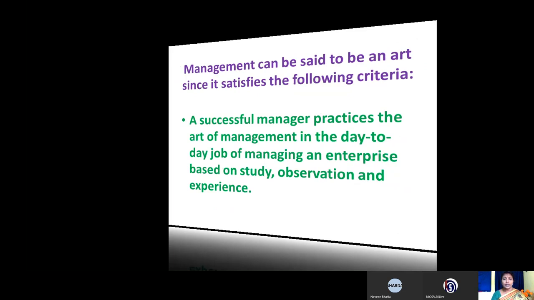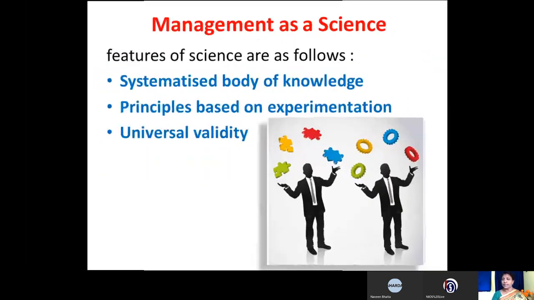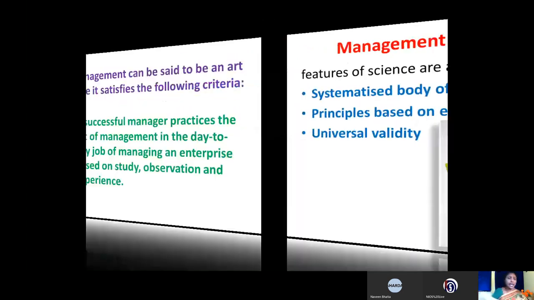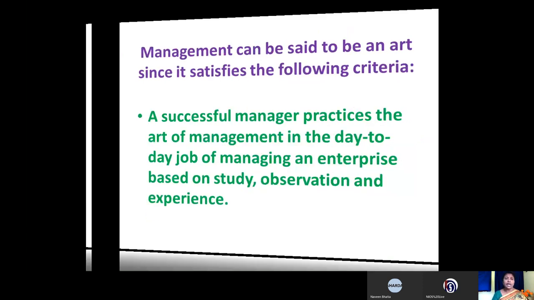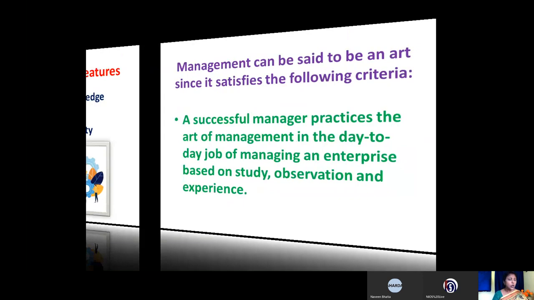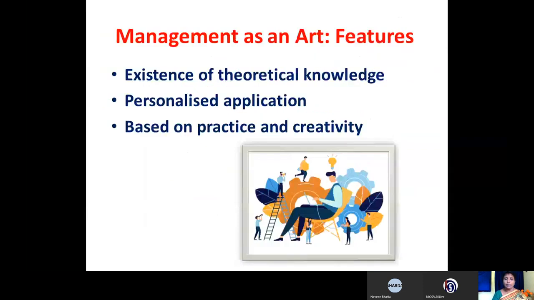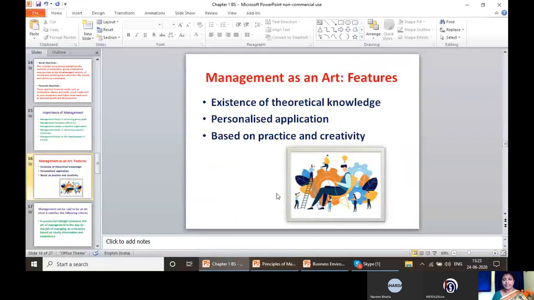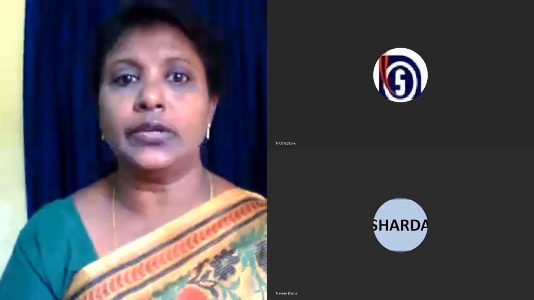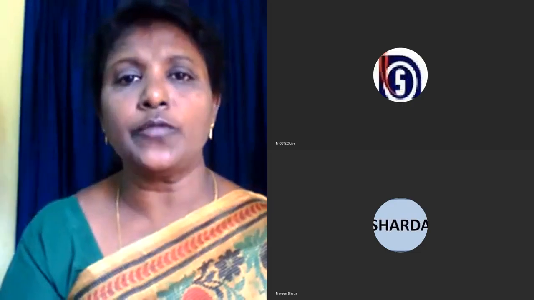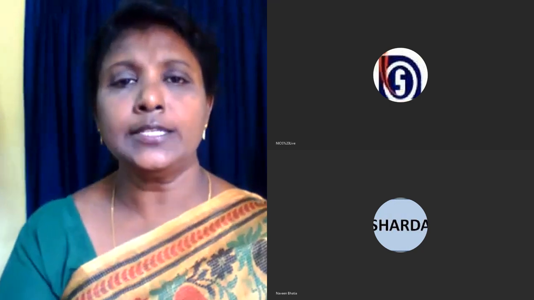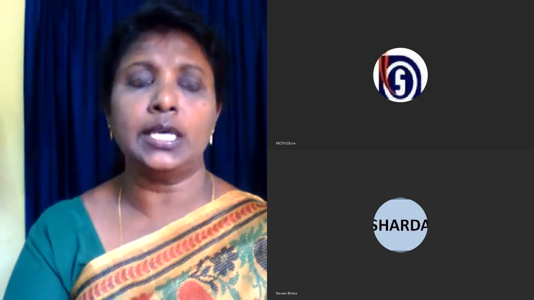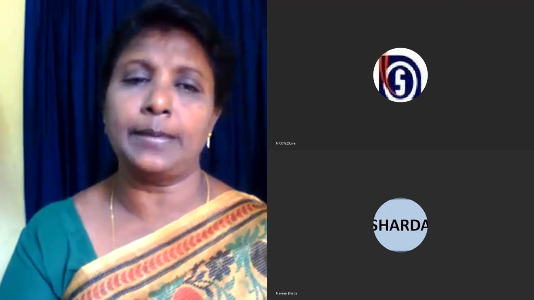Management is said to be an art. I have to explain to you, students, all the three features from the slide before. Management also has theoretical knowledge. Management also has personalized application. Management also is based on practice and creativity. So all the three features of art are there in management, students. It has a lot of theoretical knowledge. It is also based upon practice and creativity. And it also involves personalized application.